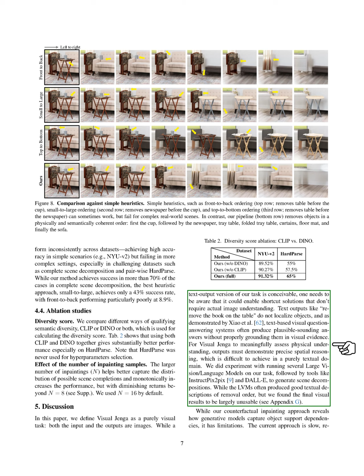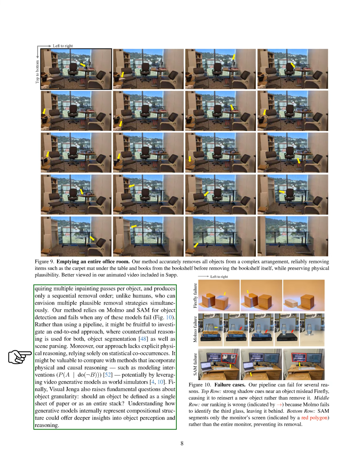We experimented with various large vision language models and tools like Instruct Pix2 Pix and DALL-E for scene decompositions. While these models generated good textual descriptions, the visual results were mostly unusable. Our counterfactual inpainting method shows how generative models capture object support dependencies, but it has limitations, such as being slow and only providing a sequential removal order.